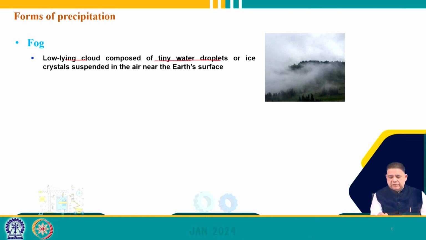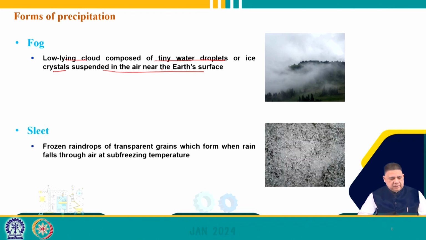Then another important form is fog, which is nothing but a low lying cloud, which is composed of tiny water droplets or ice crystals suspended in the air near the earth's surface. And again, fog is a very common phenomenon during winter season.